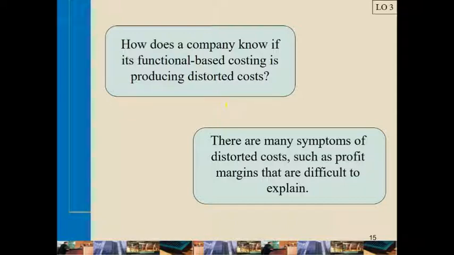When your competitors' prices appear unrealistically low, the products are difficult to produce, show high profits, wherein operational managers want to drop products that appear profitable. The company has a highly profitable niche all to itself. When customers do not complain about product increases.